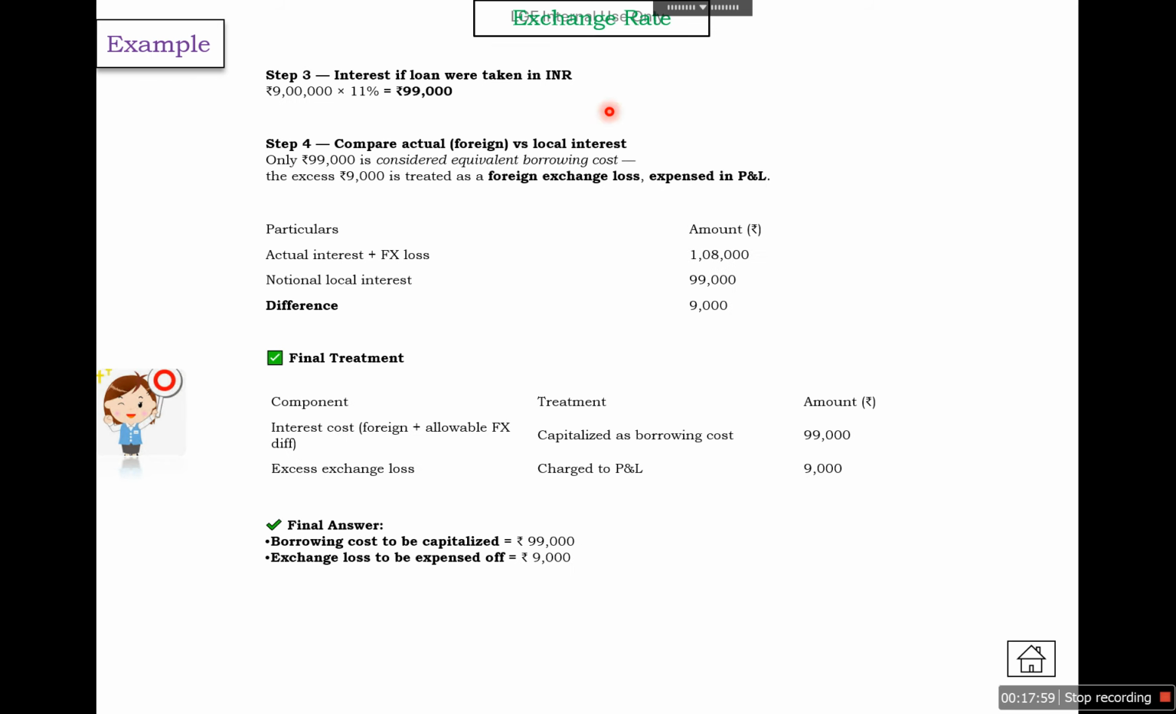Now we need to calculate what the interest would be if we had borrowed in INR. So in this case, 9 lakh into 11%, that is 99,000. So compare actual foreign versus local interest. So only 99,000 is considered equivalent to the borrowing cost. The excess is 9,000.